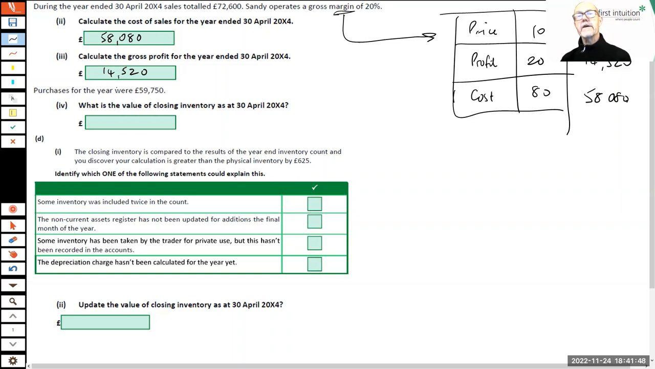The thing I really like about, yep, spot on, Carol, about laying out a table like this is it forces you just to slow down, think logically, and avoid the easy confusions. Now, purchases for the year were $59,750. What's the value of closing inventory? We didn't have opening inventory on the previous page, did we? But this is another task. So, what are we given?